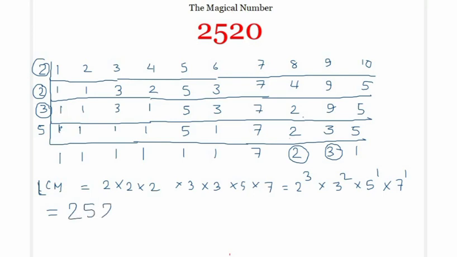2520. So 2520 is the smallest natural number which is divisible by each of the natural numbers 1, 2, 3, 4, 5, 6, 7, 8, 9, 10. So this is an interesting property of 2520. Now we will see how many divisors it has.